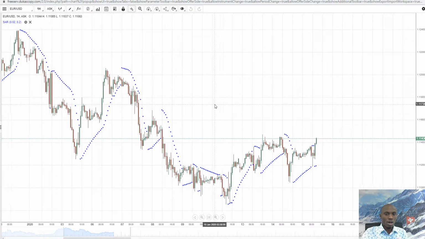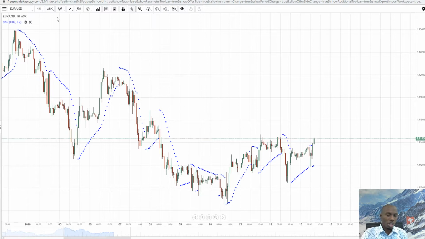Okay, let's take a look at this parabolic SAR indicator. If I want to use this parabolic SAR indicator, how will I use it at this moment? So let me drink coffee. If I want to use it, how will I use it?